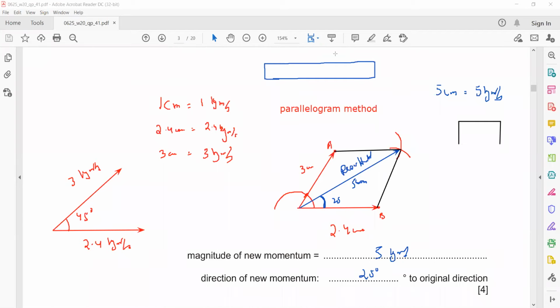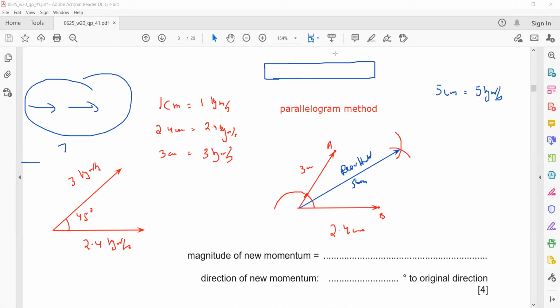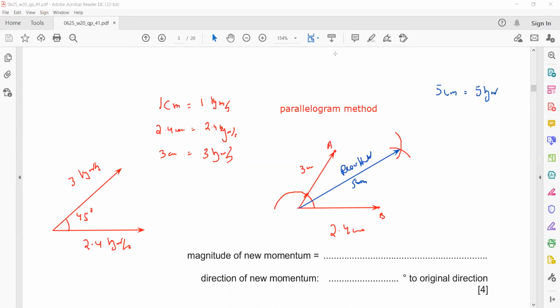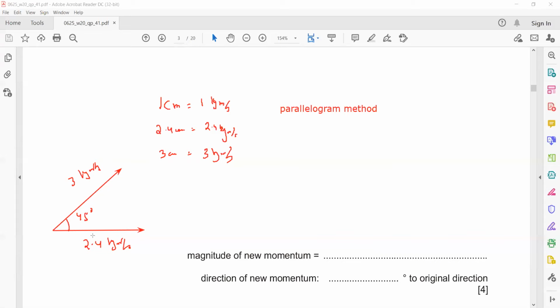This is how you can use the parallelogram method. What we'll do simply is this: the two vectors are given. We have two vectors. First we'll select a proper scale for the two vectors, and after selecting a scale, we'll draw the first vector. For example, this is a question. You have to find the resultant of these two vectors.